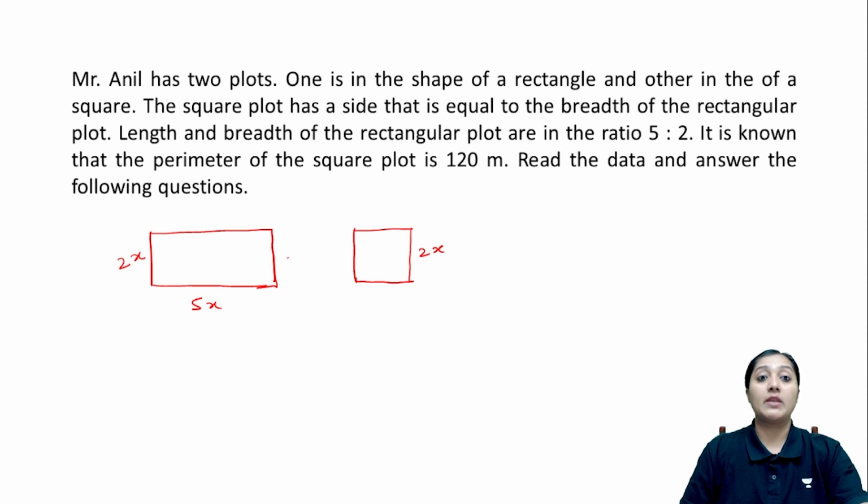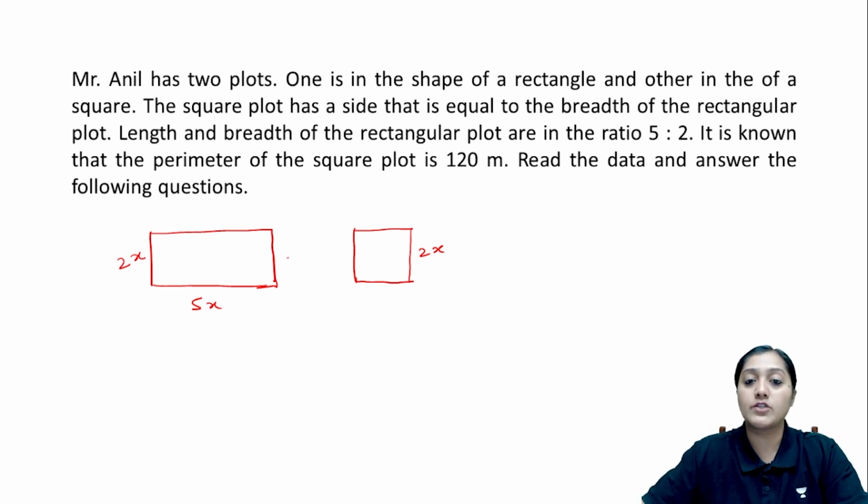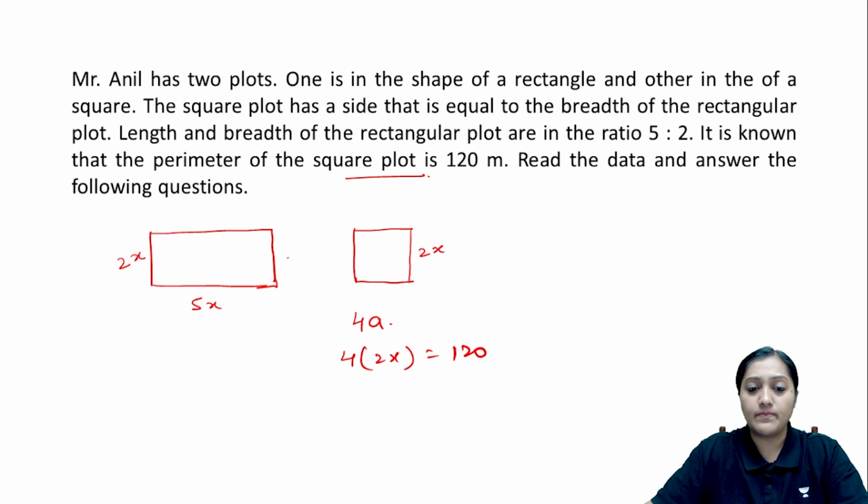It is known that the perimeter of the square plot is 120 meter. Now come on, this is given to us already. The perimeter is 4 times A. A is your side, so 4 into 2x. That is given to us as 120. So this will become easy. What would be the value of x in this case?